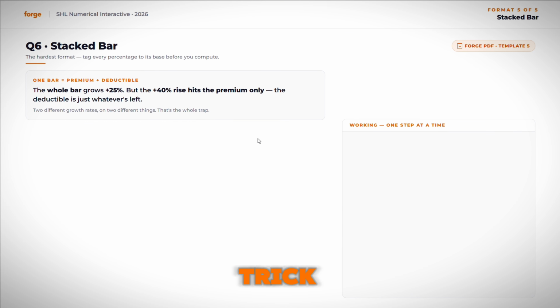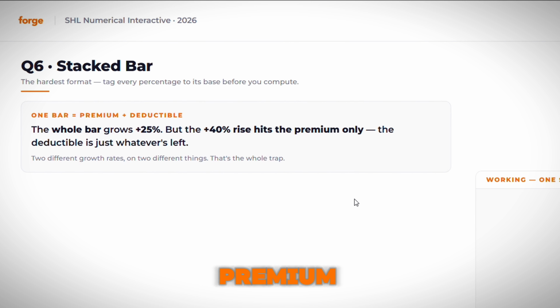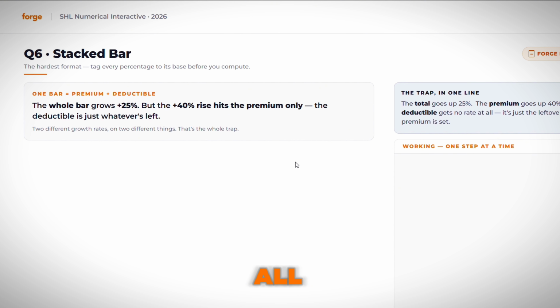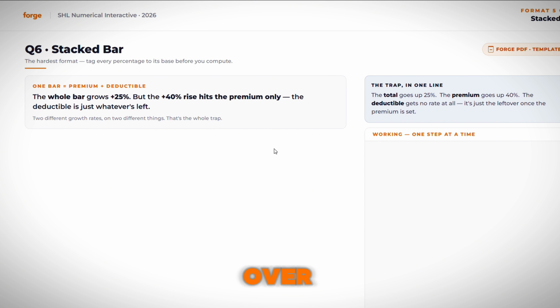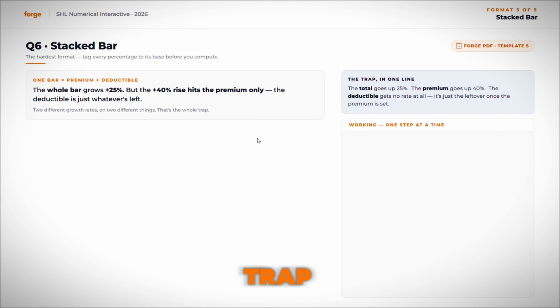And there's only one trick in the whole question. The total goes up 25%, the premium goes up 40%, and the deductible doesn't get a rate at all. The deductible is whatever's left over once the premium is set. 2 different growth rates on 2 different things, and that's the trap, nothing more.